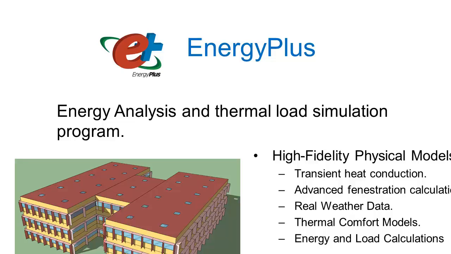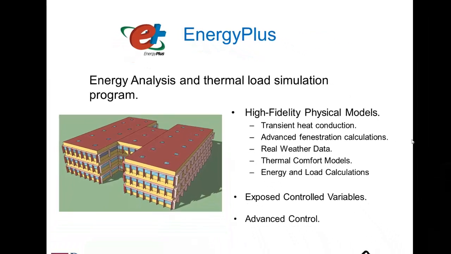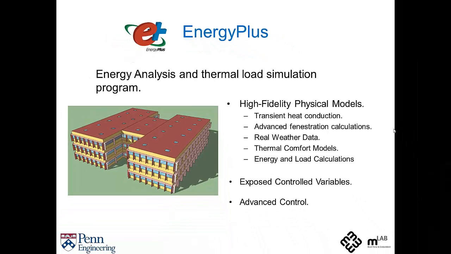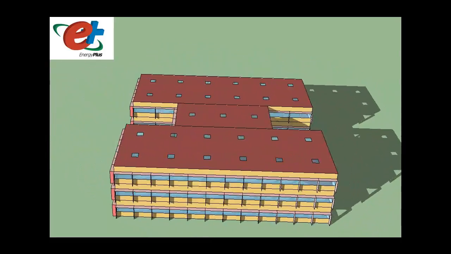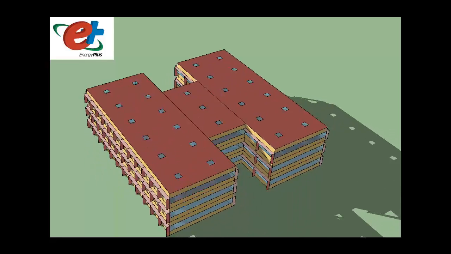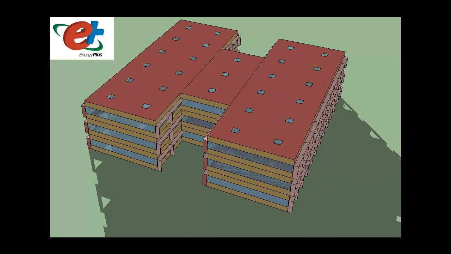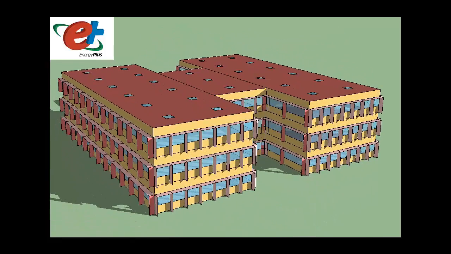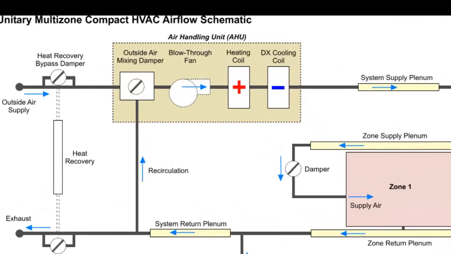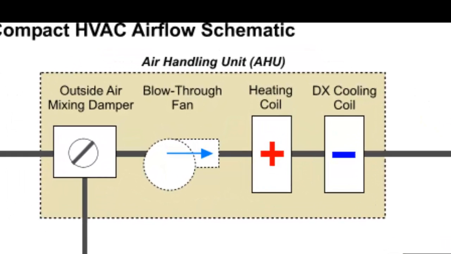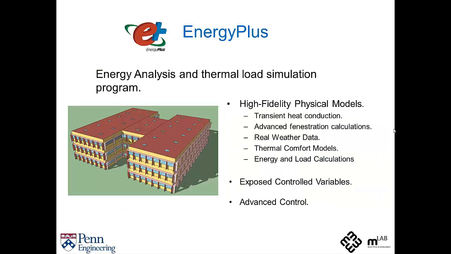One of these is EnergyPlus, an energy analysis and thermal load simulation program developed by the USA Department of Energy. EnergyPlus provides the user with high-fidelity physical models for building systems. It allows you to model building materials and simulate the impact of outer conditions like solar radiation or relative humidity. Heating, ventilation, and air conditioning equipment like this unitary multi-zone box can also be modeled in EnergyPlus. For example, you can simulate the air mass flow rates and the dynamic heat exchange occurring at the heating and cooling coils. It also allows modeling systems like chillers and cooling towers.